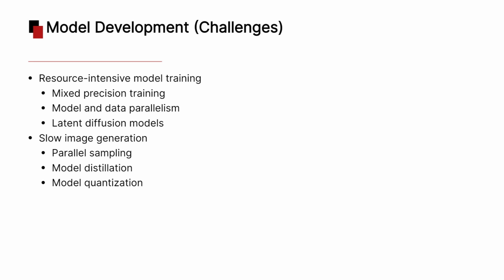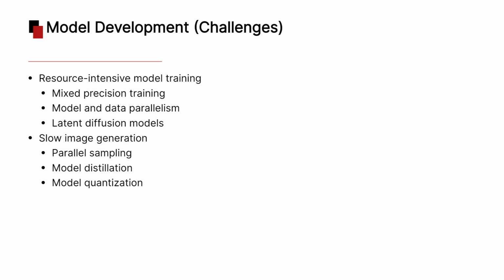Model and data parallelism distributes computations across multiple GPUs or nodes, allowing training of larger models and larger batch sizes efficiently. Latent diffusion models. Rather than operating on full-resolution images, latent diffusion models compress the image into a lower dimensional latent space before applying the diffusion process. This dramatically reduces memory requirements and speeds up training.